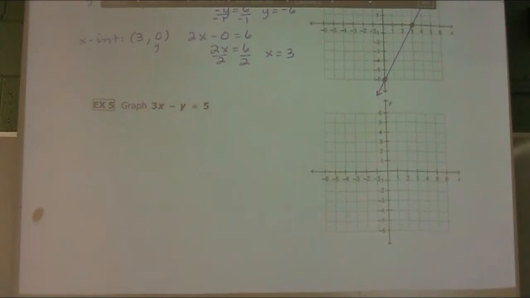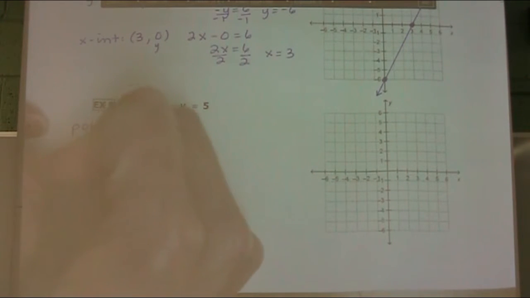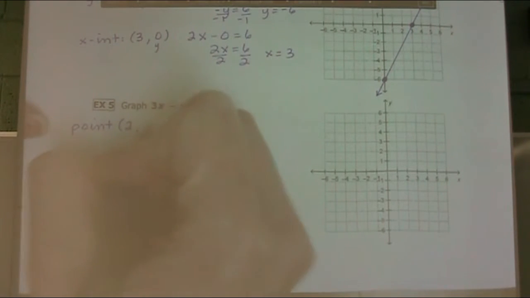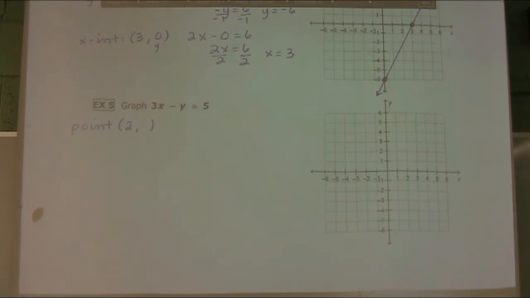All right, let's try the next one. Now, keep in mind, I have to find 2 points. I can either find the x-intercept and the y-intercept, or any 2 points that I want. All right? So, for example, let's say I want to find this point. I'm going to put 2 in for x. Why? No reason, just picking 2.